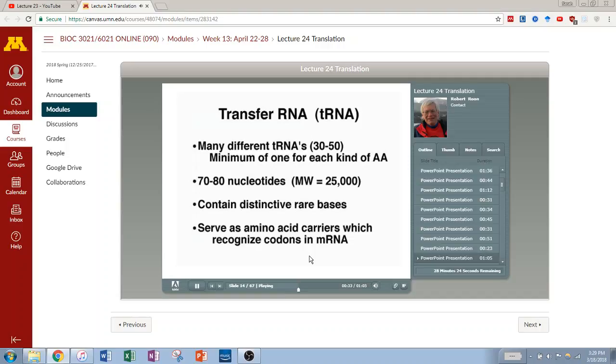The tRNAs are relatively small, about 70 to 80 nucleotides. They often contain distinctive rare bases, including methylated derivatives of A, U, G, and C, pseudouracil, and dihydrouracil. There are 3 stem loop structures in tRNAs. The loop designated DHU contains the modified base dihydrouridine. The anticodon loop contains the nucleotide triplet that recognizes a specific amino acid codon on the messenger RNA.